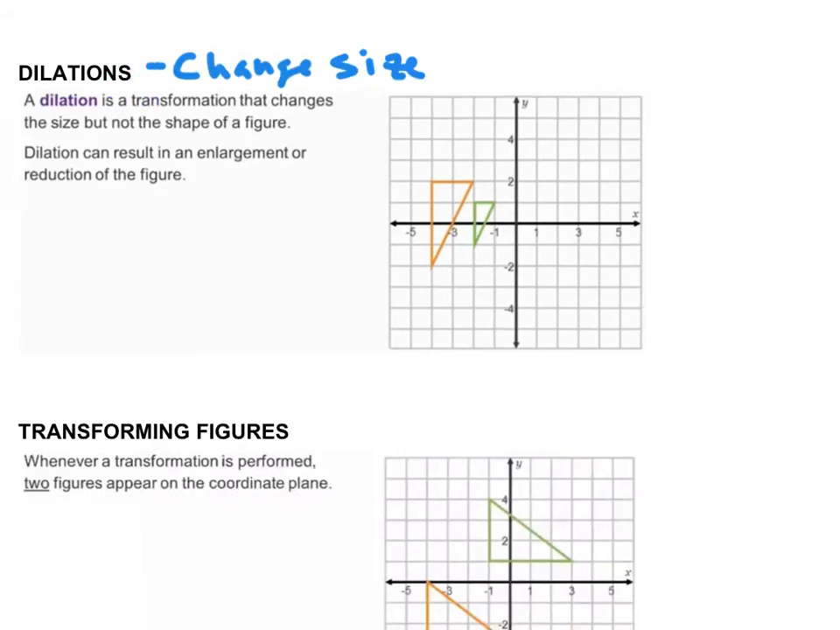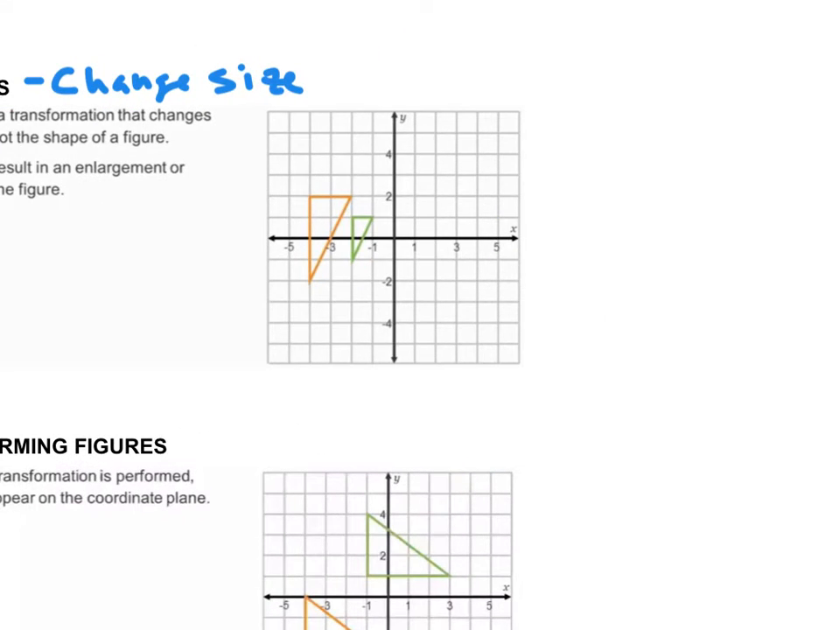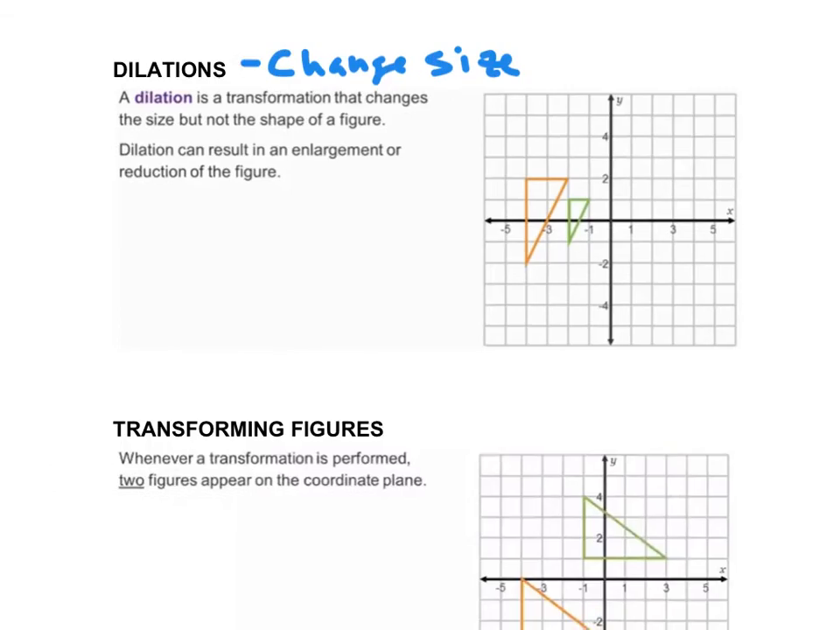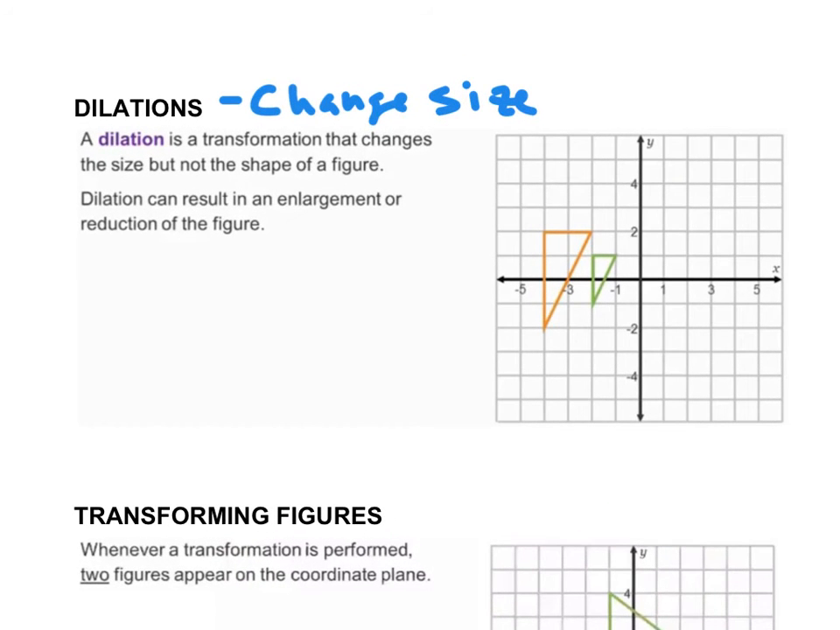A dilation is exactly that. It's a scaled version of what you're looking at. So if you're looking at a map, that's a scaled version of the Earth that we're on. Okay, so that's the idea. A dilation is a transformation that changes the size but not the shape of a figure. A dilation can result in an enlargement or reduction of the figure.